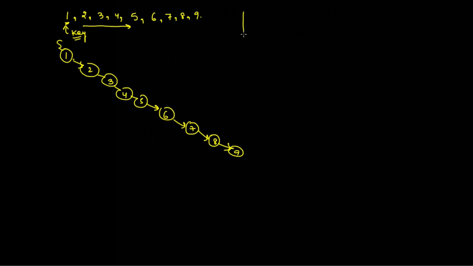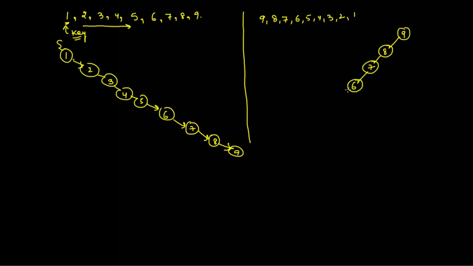Now assume the data is given in decreasing order: 9, 8, 7, 6, 5, 4, 3, 2, 1. Then how will the binary search tree look? So this is 9, 8 is less than 9, then 7 is less than 8, then 6 is less than 7, then 5 is less than 6, then 4 is less than 5, then 3 is less than 4, then 1 is less than 3.